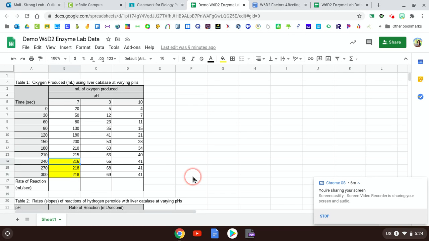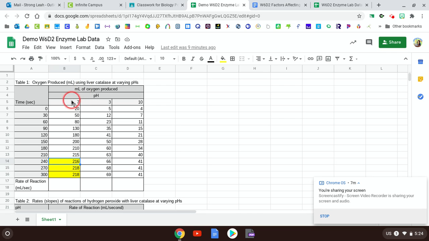All right, whenever you look at data, the very first thing you need to do is look at the table and think to yourself, what is this data telling me? You might not be able to see trends or understand everything just from the numbers, but look in general. What do you see? Well, table 1 is the oxygen produced, the gas bubbles from the video, using liver catalysts at varying pHs.